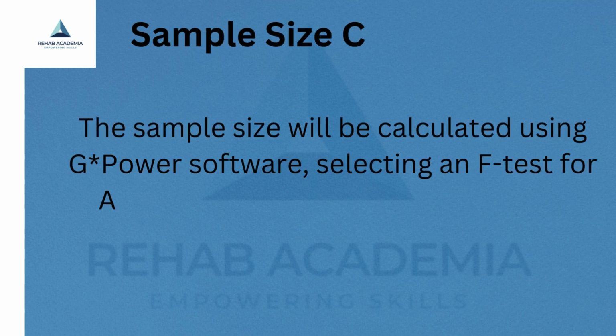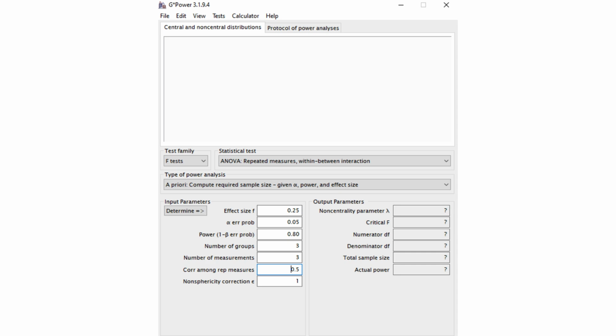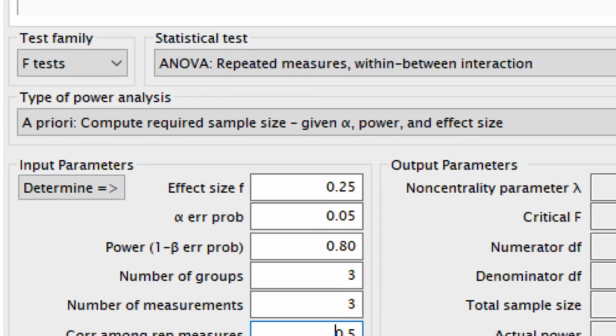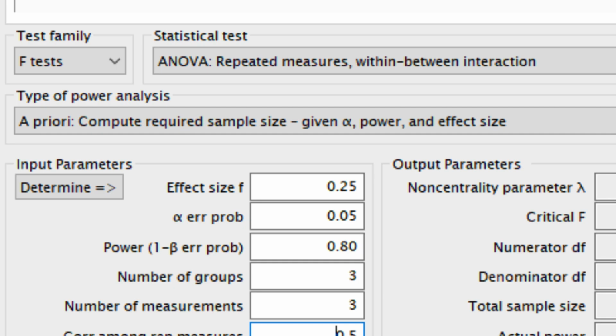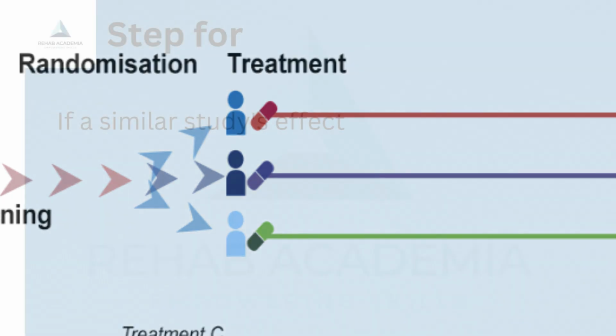The sample size will be calculated using GPower software, employing the F-test for ANOVA, repeated measures with within-between interaction. This method will facilitate the evaluation of the effectiveness of 3 physiotherapy interventions on primary dysmenorrhea over time.